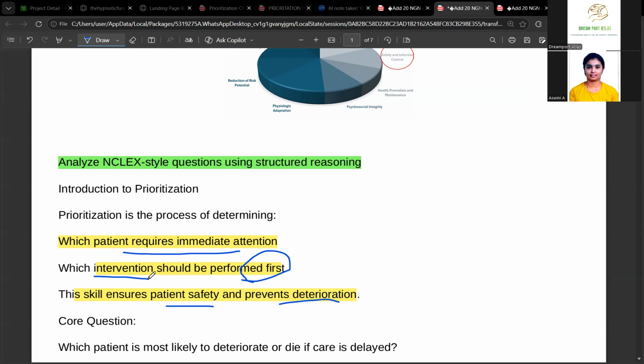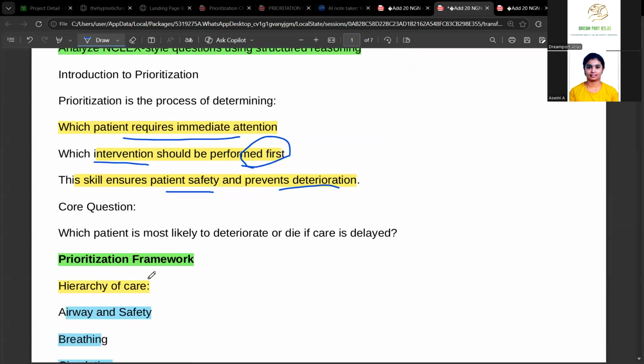Any doubt on this, Ashwini? Any doubt? No, ma'am. Okay.